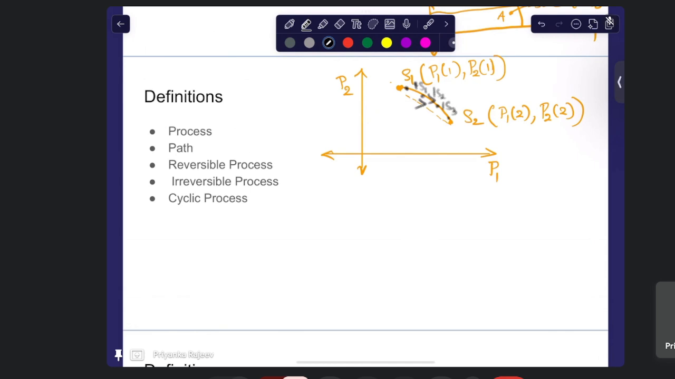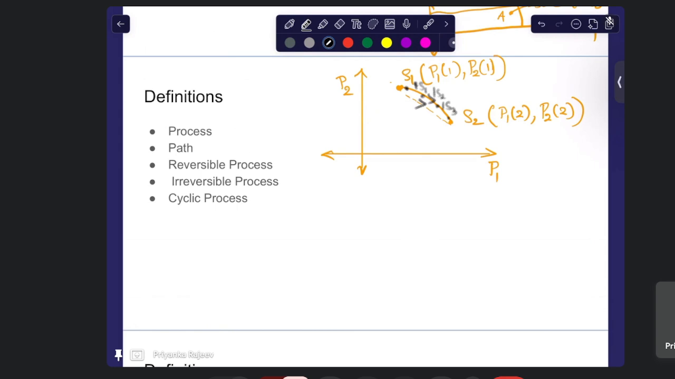For example, if I am bringing the system back from state 2 to state 1, then there won't be a permanent effect left behind on the system when I'm doing so. So the restoration is complete. When this process is reversed, there won't be an effect on the system or the surroundings. Then that is called a reversible process.